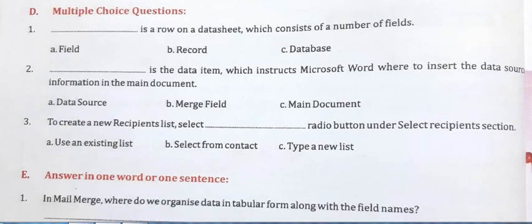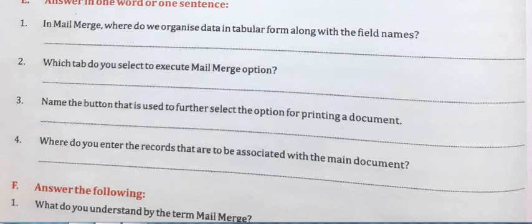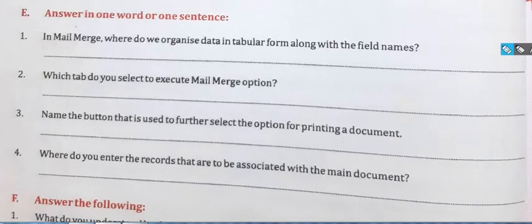Now next, the way we are approaching these questions, you have to think in this way only, right? Now answer in one word or one sentence. In mail merge, where do we organize data in a tabular form along with the field names? Obviously it's a data source, right? Data source.